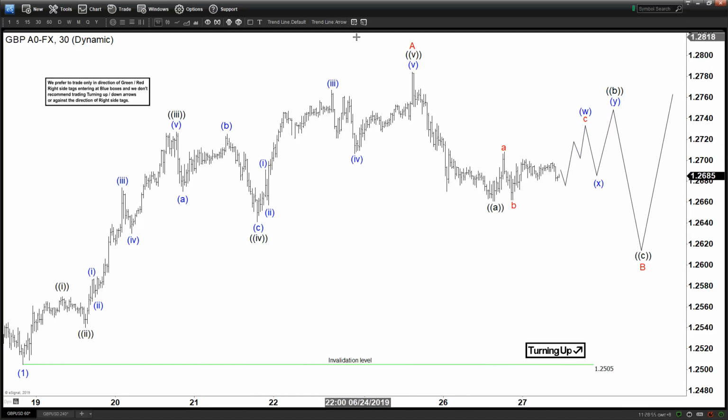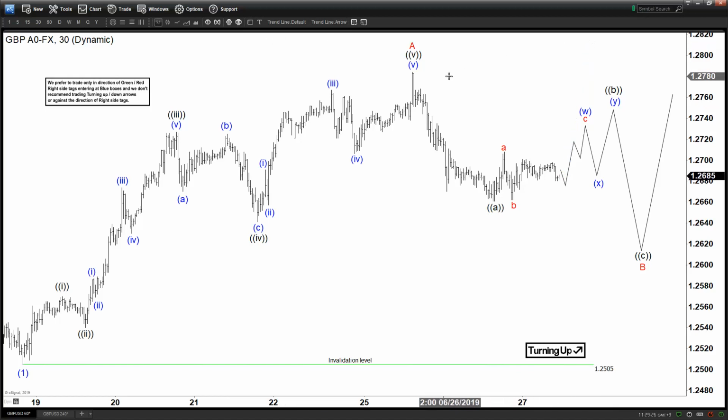Now in the shorter cycle, we could be doing something like this: first an ABC before the next leg higher. Or if we break down from here, then this P could be completed already here, and we are now in the C leg. But still, as far as the C stays above 125.05, we like more upside, or we can expect more upside in the pair.